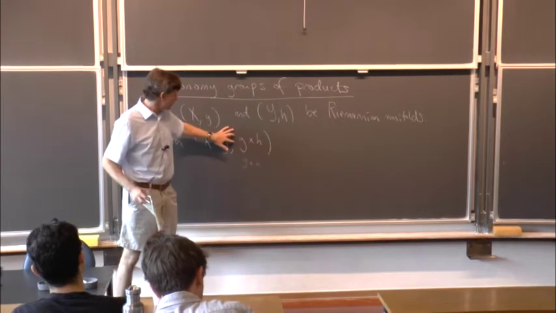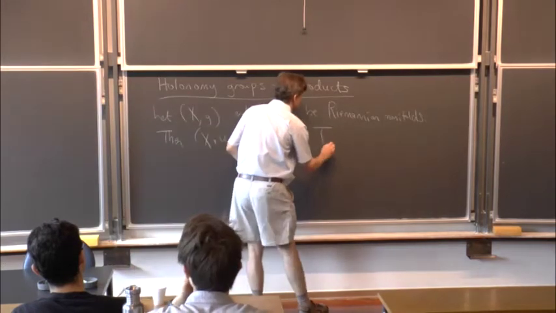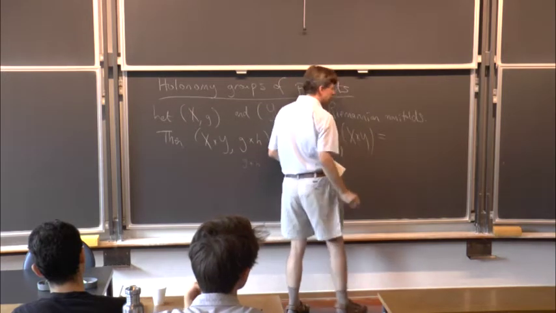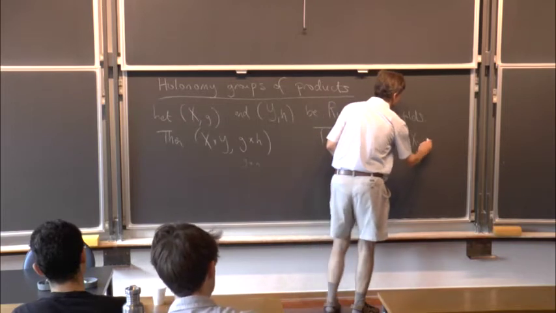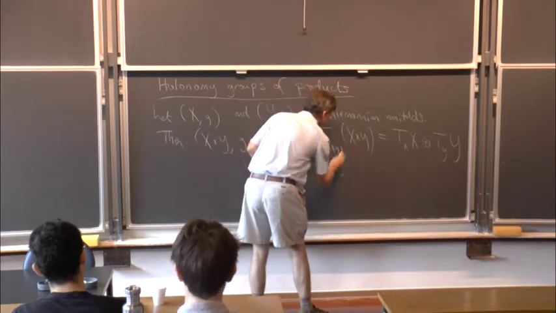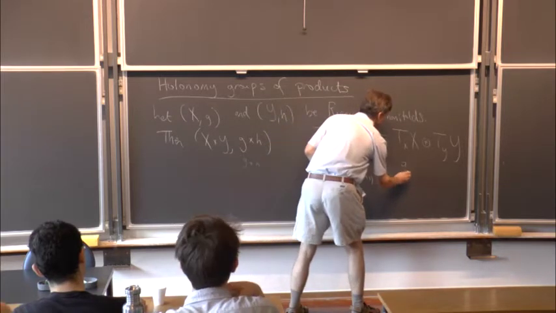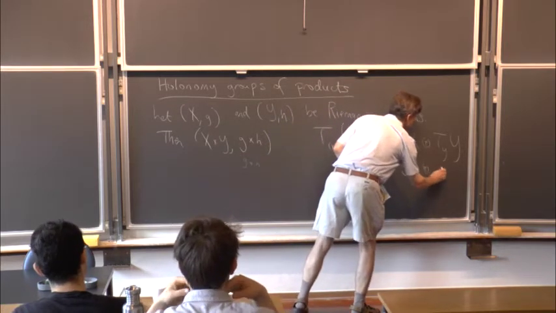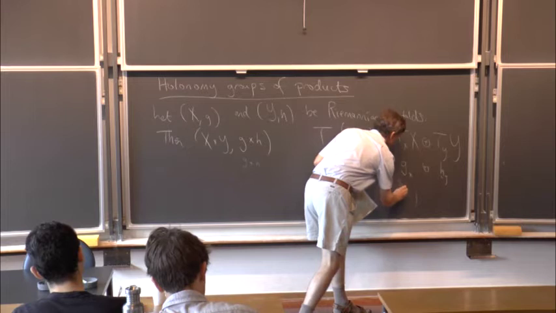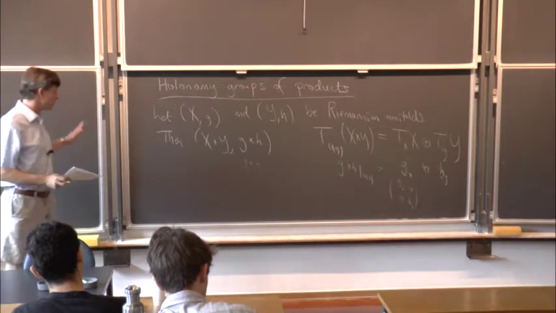So the product metric is, if you have T at (x, y) of X cross Y is equal to, or at least isomorphic to, T_x X direct sum T_y Y, then g cross h at the point (x, y) is g at x direct sum h at y. So this is really just a matrix, g_x, h_y, and then the off-diagonal terms are 0. So we can define product metrics like this.